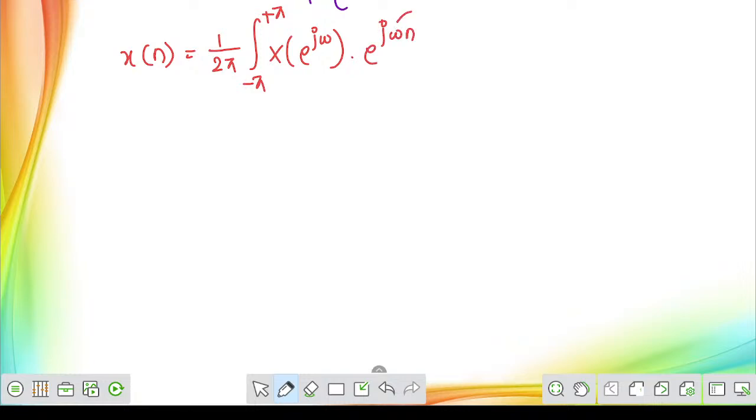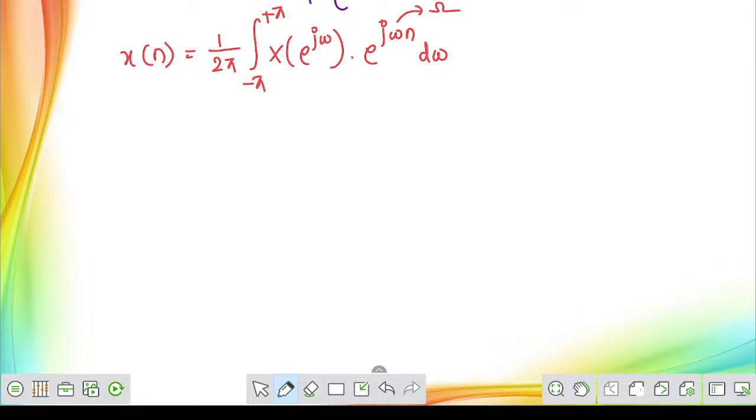Sir, in place of omega we can use two types of symbol. Don't get confused with this. When it is given in the examination, be very careful that both are the same. So this is the formula to obtain the inverse discrete time Fourier transform. If something is given in the examination, sometimes you can use the direct formula, otherwise you can also solve it by using your mind.